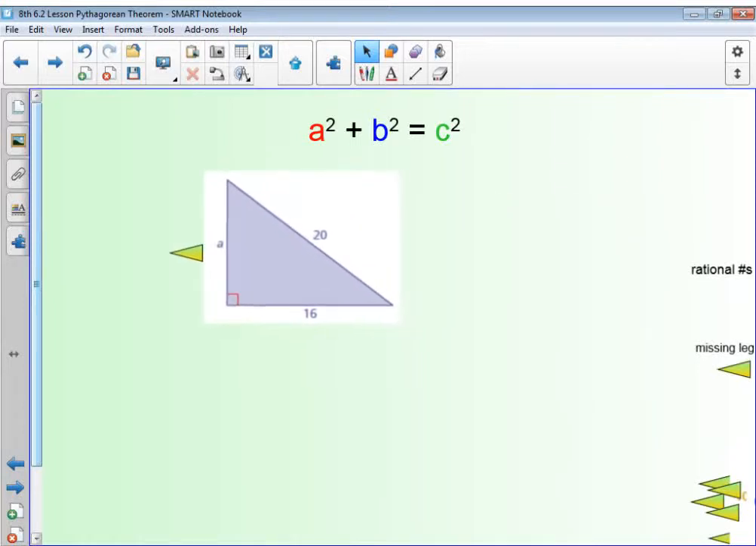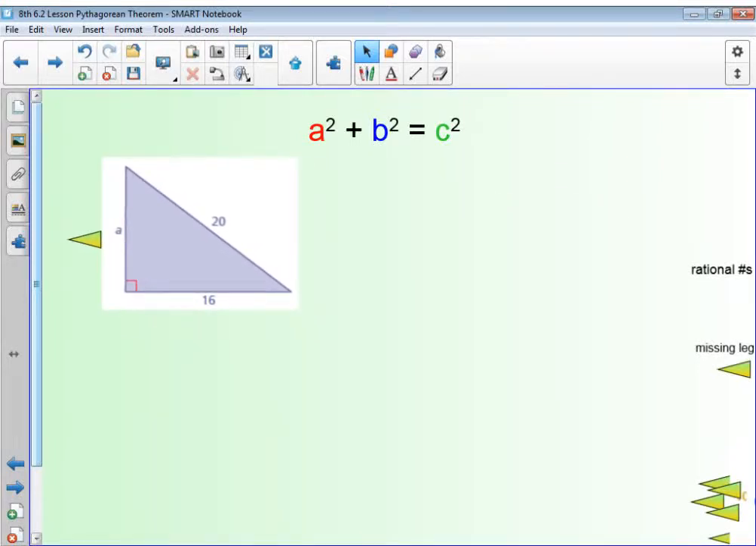We're going to go ahead and practice where they're giving us one of the legs is missing. Okay, we're still going to plug in like we did before. We're going to still solve for that missing letter. So here's my A and my B. Now they've already identified this one as A, so this obviously has to be B. This is my C side.